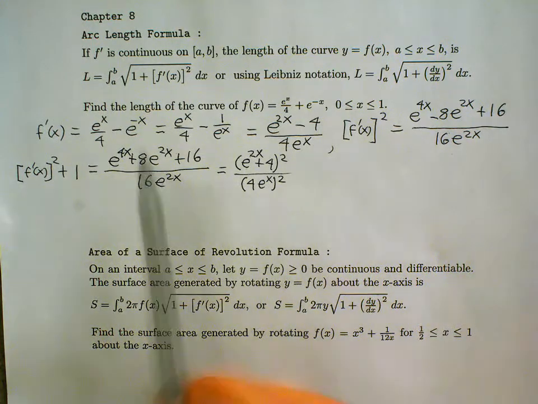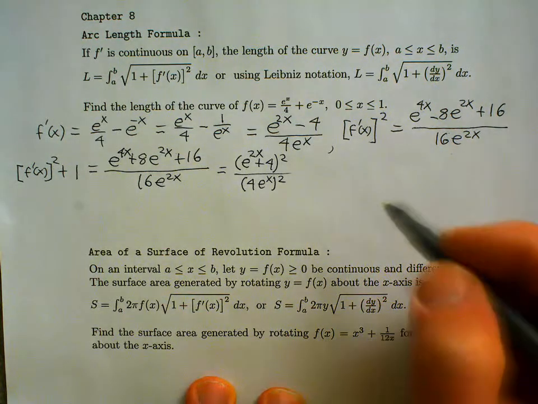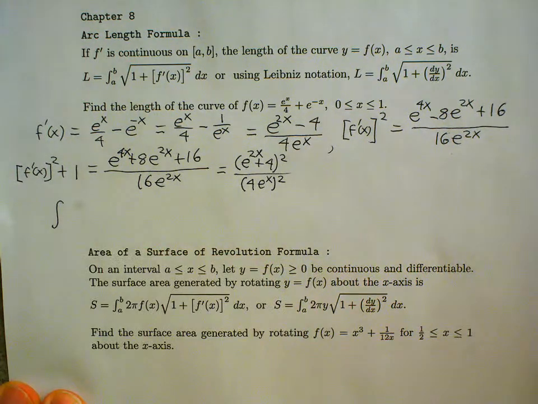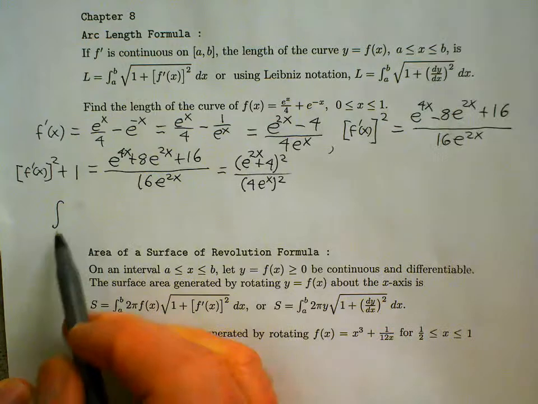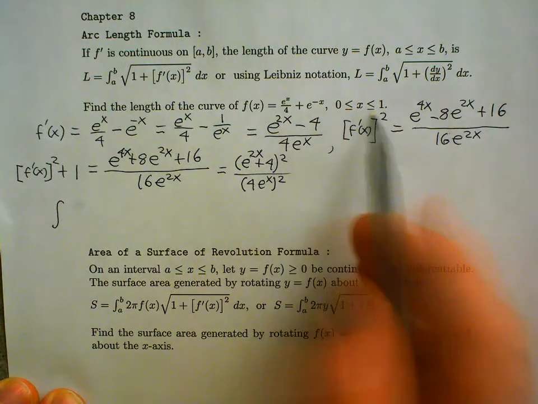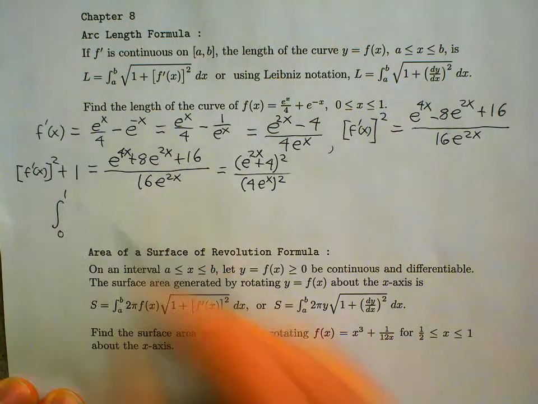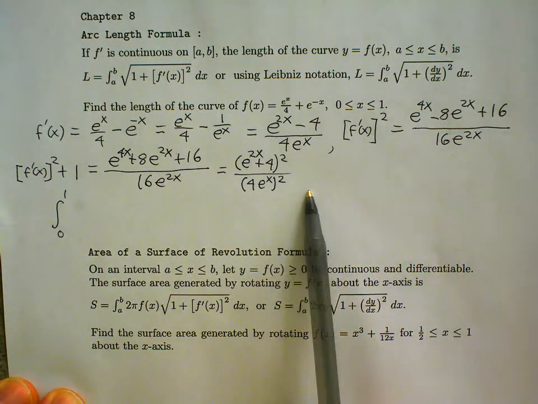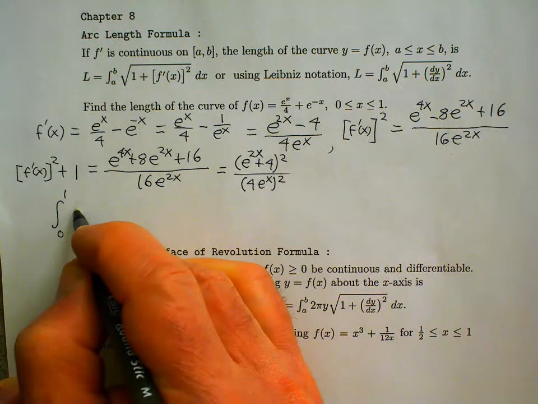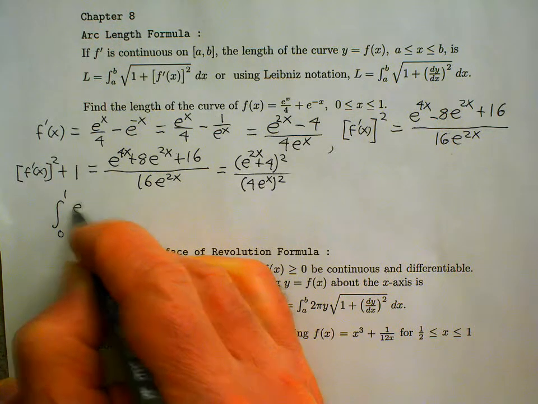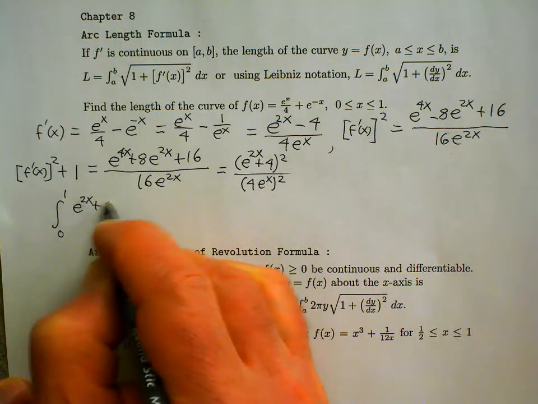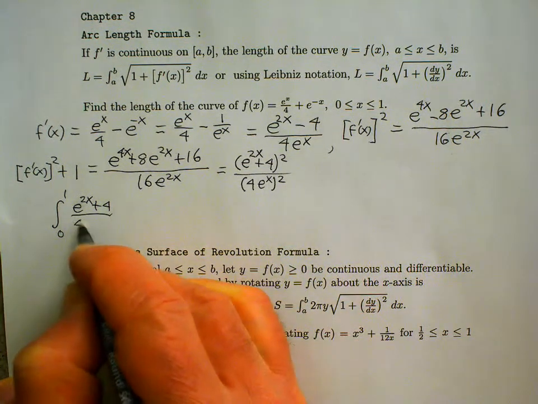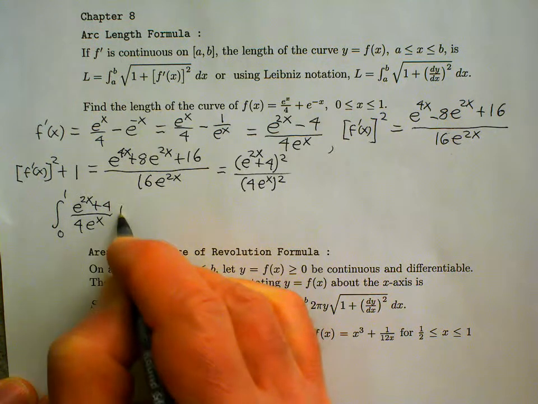Okay, so in the integral, the interval is from 0 to 1. And then the square root of this perfect square, we're just going to get e to the 2x plus 4 over 4e to the x dx.